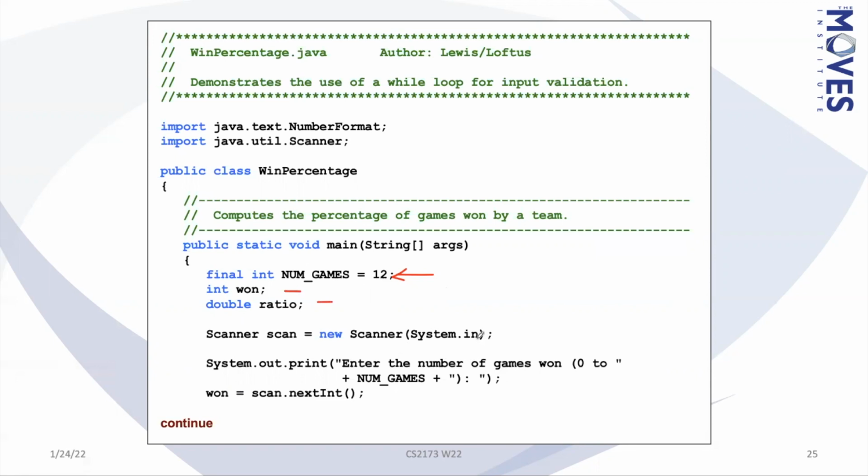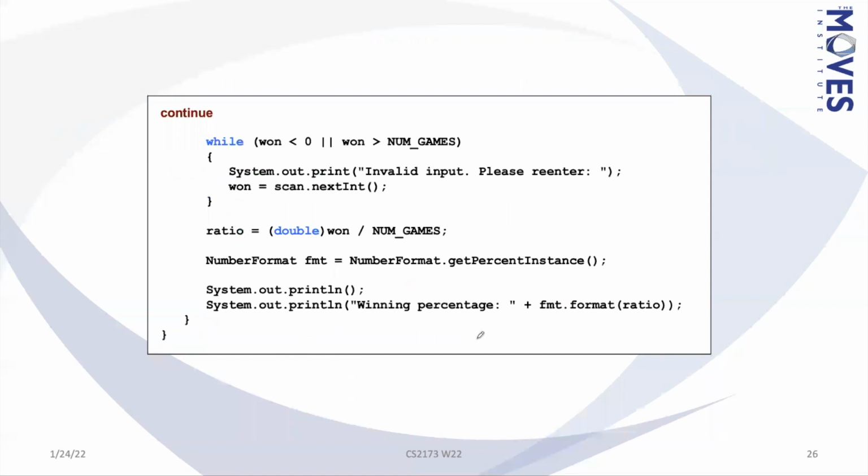Now here's the problem. If you enter like -3, you can't win -3 games. Or if you enter more games than were played, then those are bad values. So how do you check for that? Again, with the while loop here, you keep nagging the user until they enter a valid number. So what are invalid numbers? Less than 0 or greater than the number of games played. And so basically you get stuck in this loop until you enter a value that's legitimate.